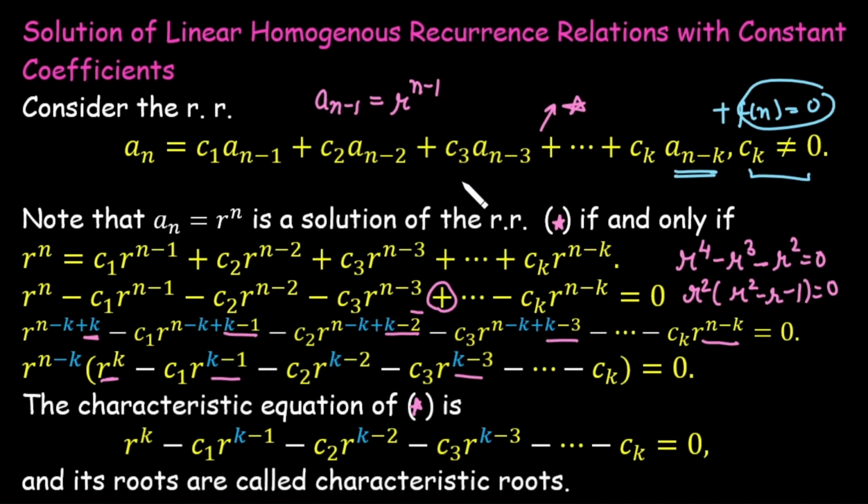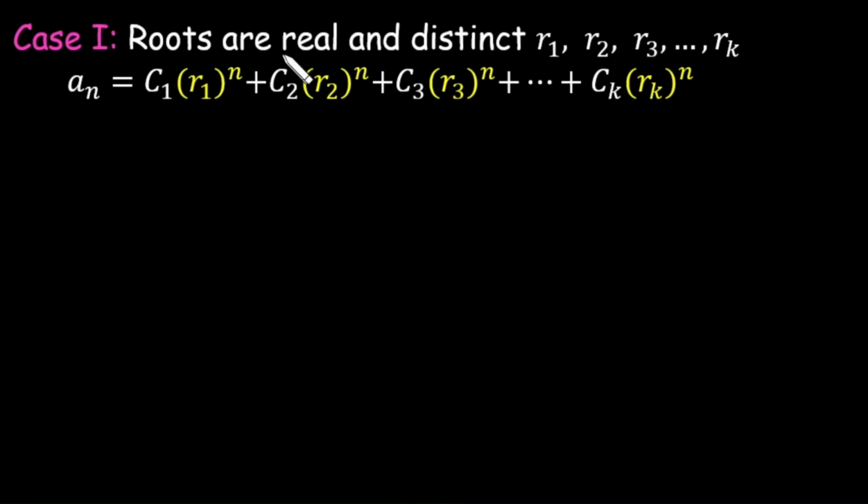How to write that one? The first case is when the roots are real and distinct. Whenever you have roots that are real and distinct, as for this one, we have taken the k roots because we are getting a characteristic equation with power k. So we can write the solution as first constant, first root raised to power n, plus second constant, second root raised to power n, plus third constant, third root raised to power n, and so on. And here we have taken k roots, so we can write kth constant, kth root raised to power n.